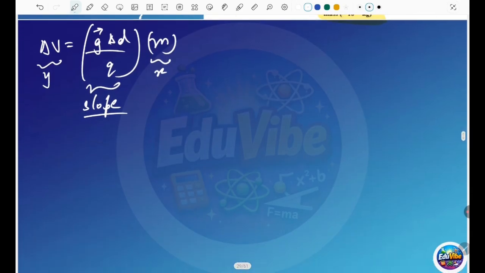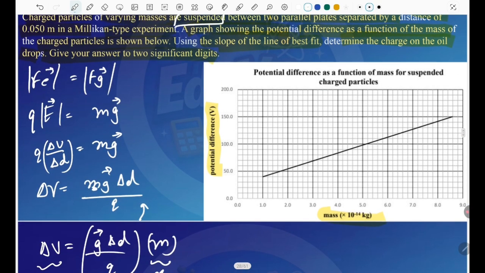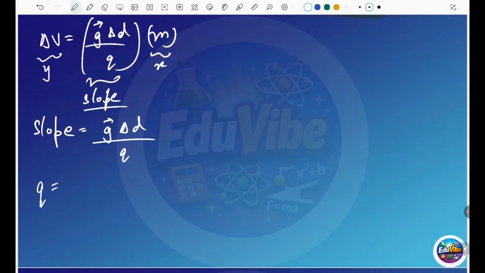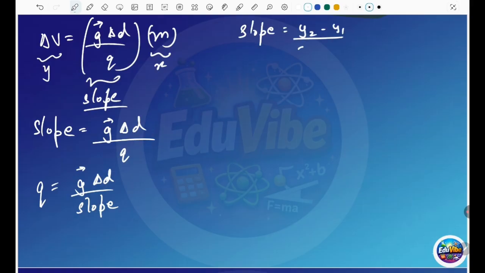So you want the slope. The slope is equal to g delta D upon Q. What you have to find is the charge. So to find the charge, Q is equal to what? g delta D divided by slope. The delta D you already have, g you know is 9.81, and you have to find the slope. So let's find the slope first. Slope is equal to y2 minus y1 upon x2 minus x1.